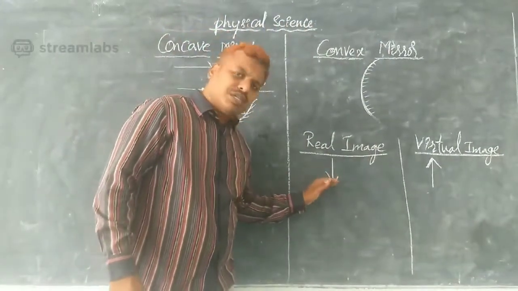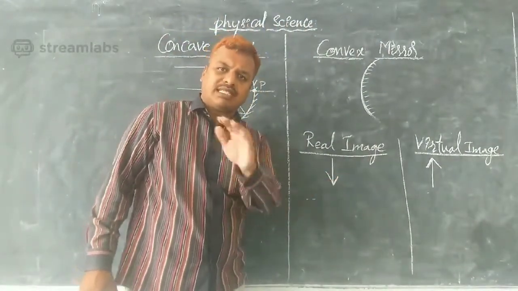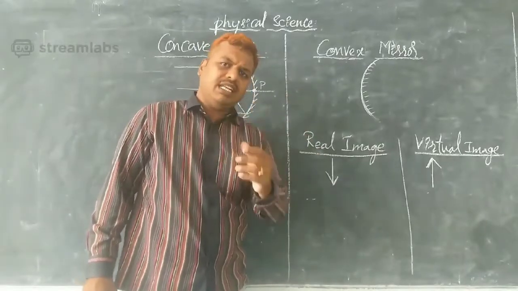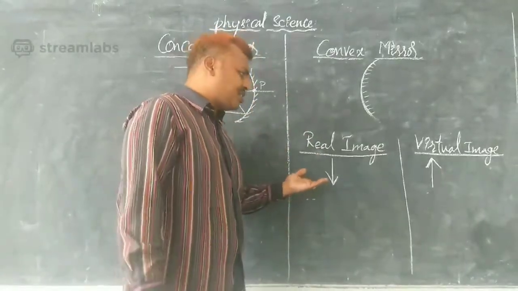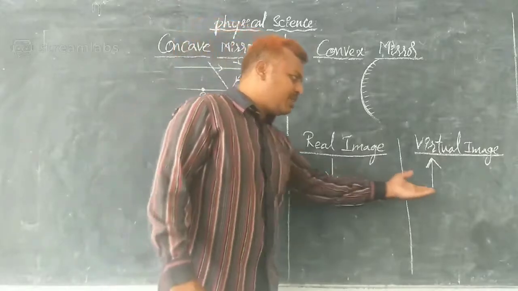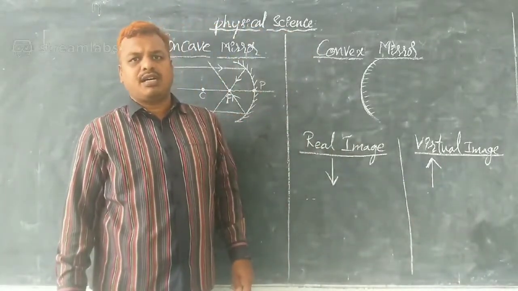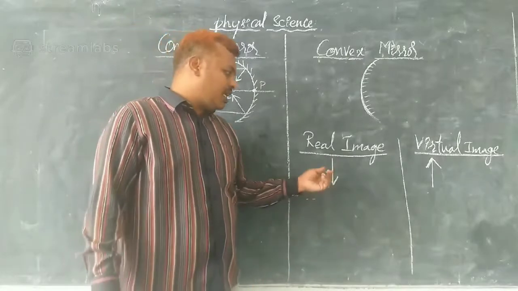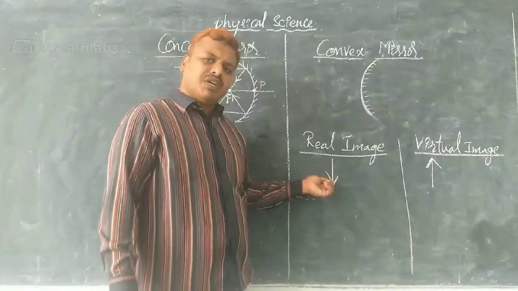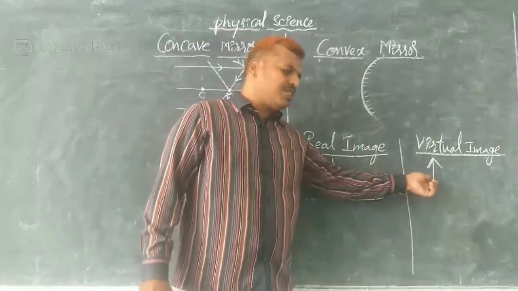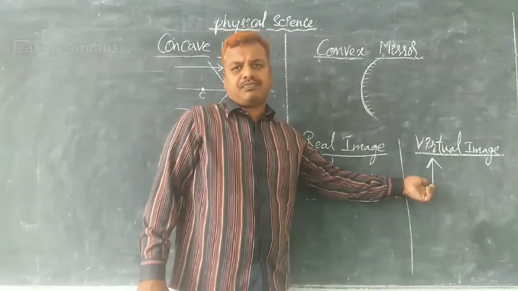Now, a real image you can catch on the screen. You can place the screen, and on the screen you can catch the real image. But a virtual image you cannot catch on the screen. Right? So the real image is an inverted image, and the virtual image is an erected image.